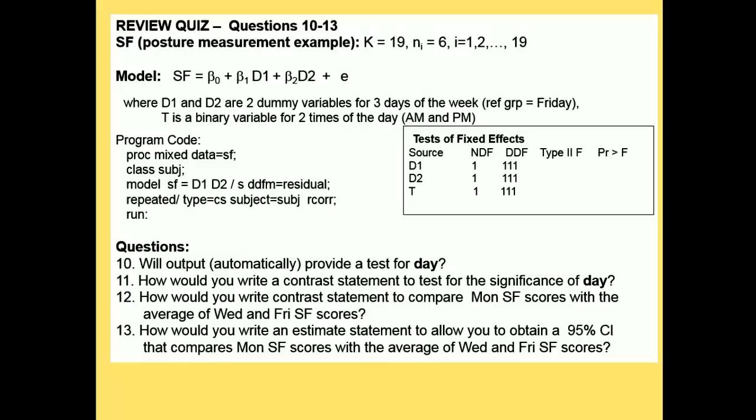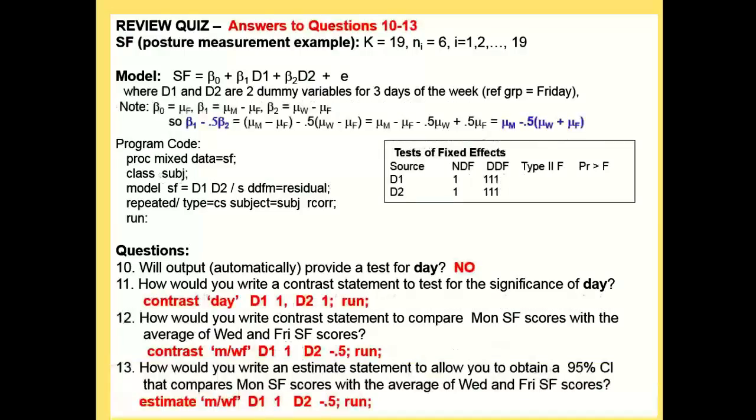Do you agree with that? You're going to have to put a contrast statement. How would you write the contrast? Well, let's look at the next page. The contrast statement would be D1, 1, comma, D2, 1, colon. That's the contrast statement for day. Okay. Are you with me with this? How would you write the contrast statement to compare Monday shoulder flexion scores with the average of Wednesday and Friday shoulder flexion scores? There's the answer. That's the answer.